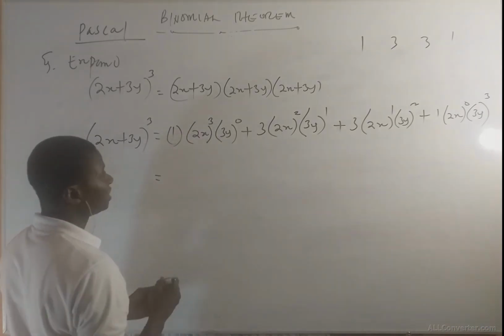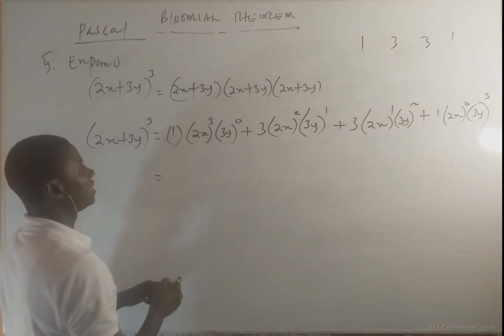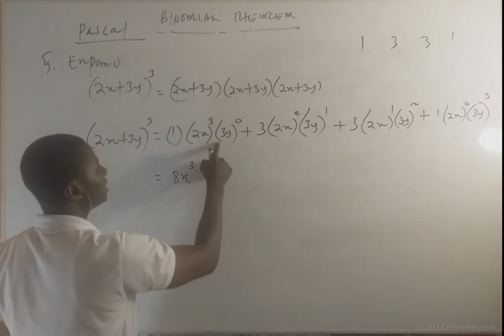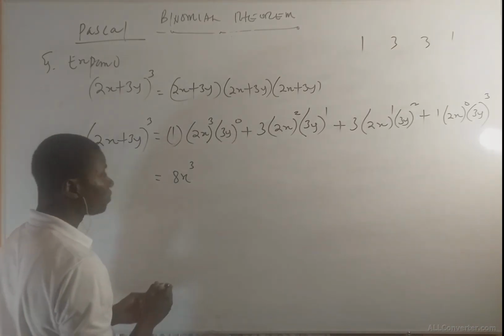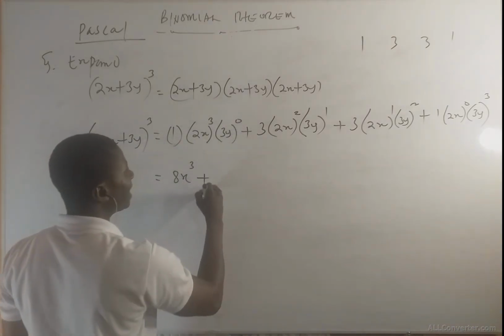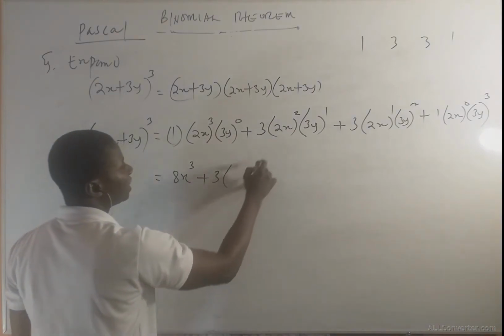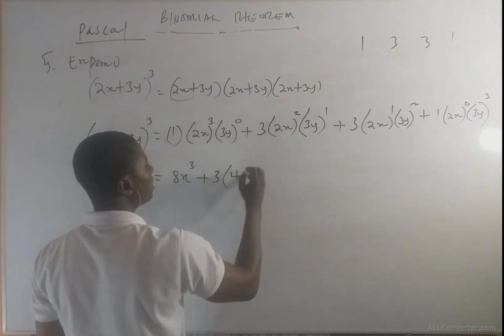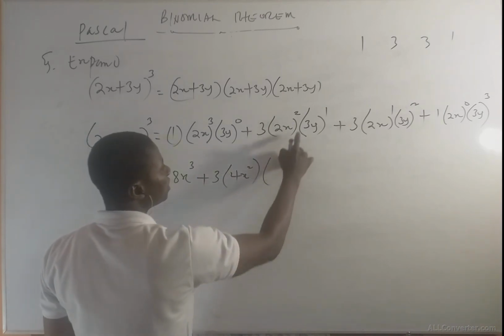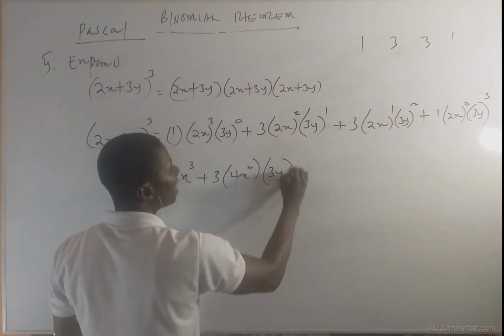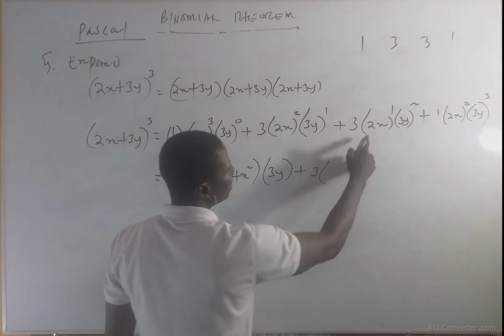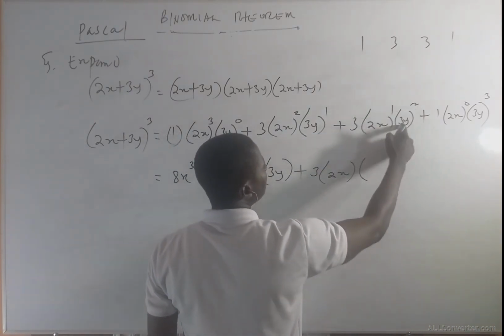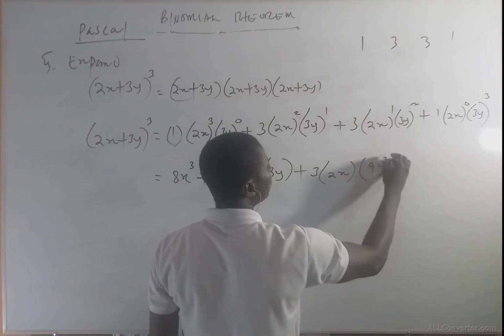According to indices, the exponent is affecting both the 2 and the x. So 2 raised to the power 3 will give you 8, then we have x exponent 3. 3y all power 0 will give you 1. Then we have plus 3 out here, then 2x all squared. 2 squared will give us 4, then we have 4x squared. 3y exponent 1 is the same as 3y. Then we have 3 out here, 2x exponent 1 is the same as 2x, and 3y all squared: 3 squared will give us 9, and y squared.